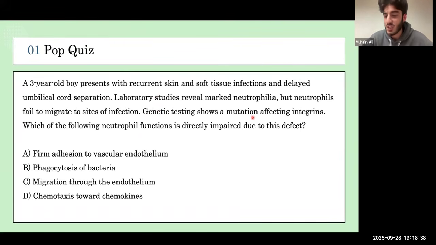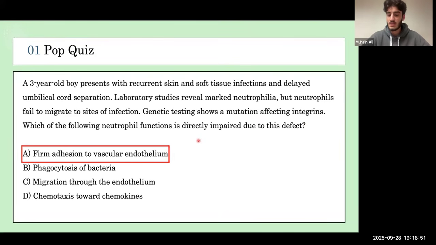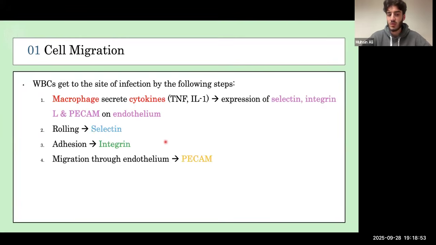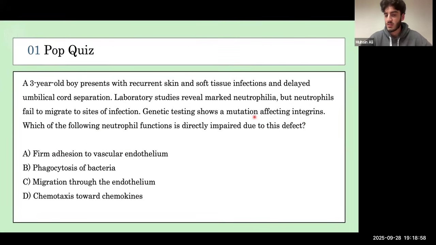Genetic testing shows a mutation affecting integrins, right? So if you remember, what were we supposed to associate with integrins? It was the adhesion of the cell to the endothelium, right? So the answer is A. I hope that makes sense. So like we said, your integrin is involved in adhesion. So if it says that there's something affecting your integrins, that means that a function that would be impaired is the adhesion, which would normally be there with the proper function of the integrins. Right. I hope that's clear.